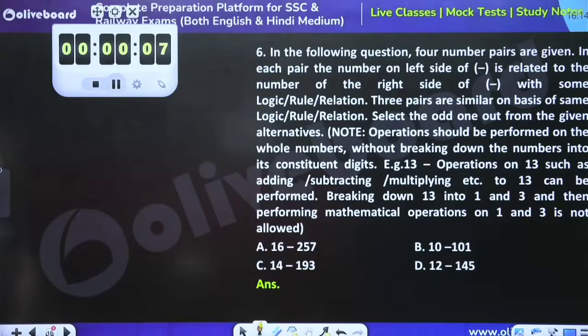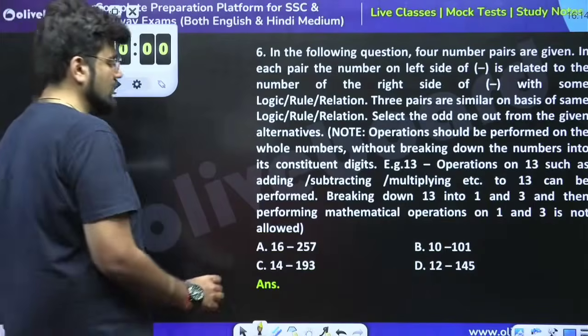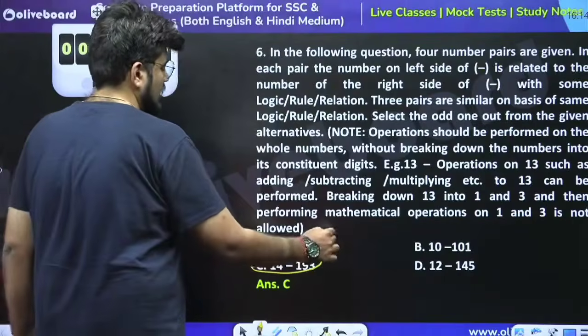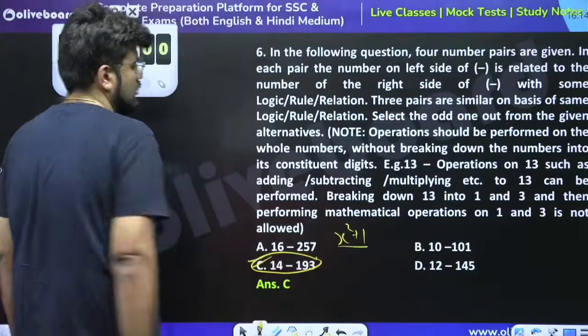So what is happening? It's simple. 16 square plus 1, 10 square plus 1, 12 square plus 1, but this is 14 square minus 3. So option C is the odd one out. X square plus 1 is the logic.